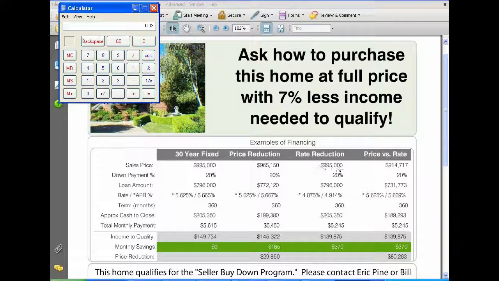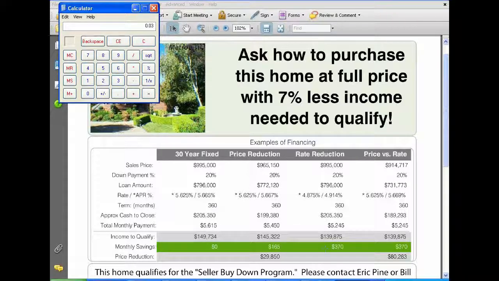So if we look at the same, we keep it at $995,000, so the listing agent still gets their commission a little bit higher, correct? And then instead of a 5.65, we're going to buy down. We're going to take that 3% and buy the rate down almost a full percentage point, to 4.875. Again, that 3% should buy it down 3/4% or so. With that lower rate, your monthly payment drops from $56.15 down to $52.45, saving the buyer $307 per month.